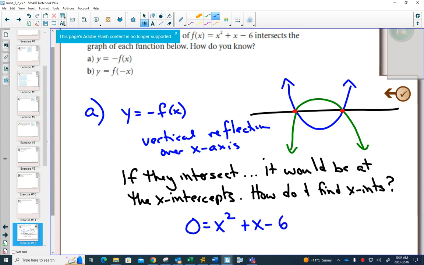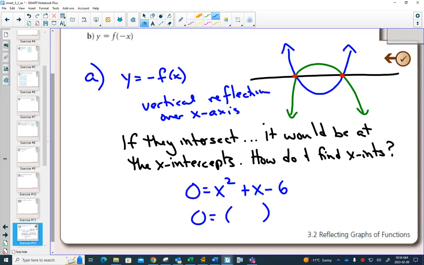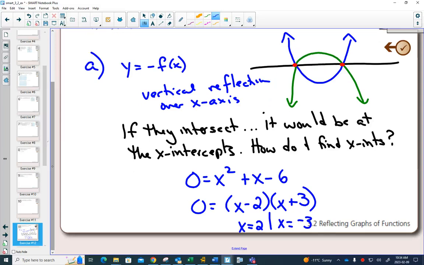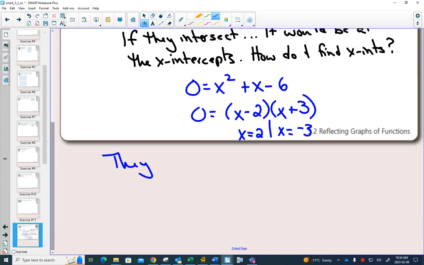Is this solvable? Do I know how to solve this from things I've learned in the past? Yes. I learned this in grade 11. I could factor. Factoring this to solve changes it from adding to subtracting to multiplying. It's going to have to be 3 and 2, with the 3 positive and 2 negative. And I find out the x-intercepts are at 2 and negative 3. So from this, I can now write a statement.